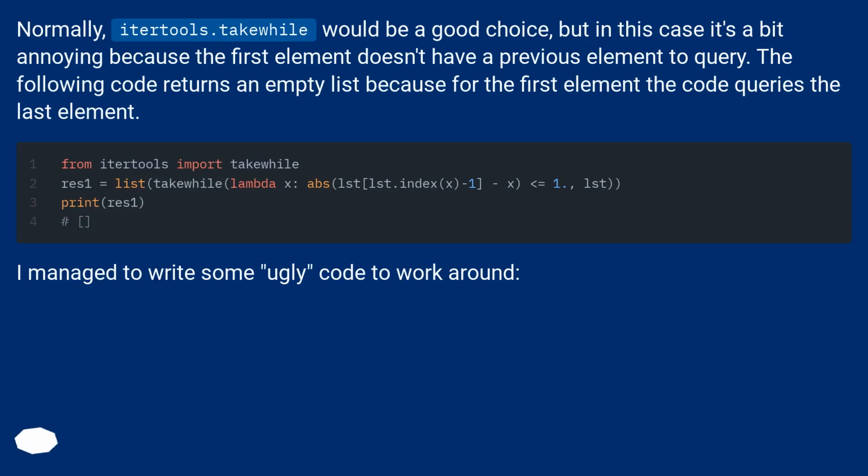Normally, itertools.takewhile would be a good choice, but in this case it's a bit annoying because the first element doesn't have a previous element to query. The following code returns an empty list because for the first element the code queries the last element.